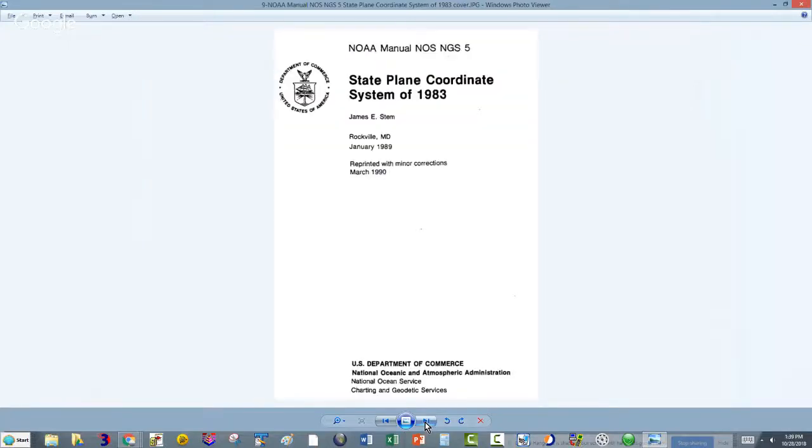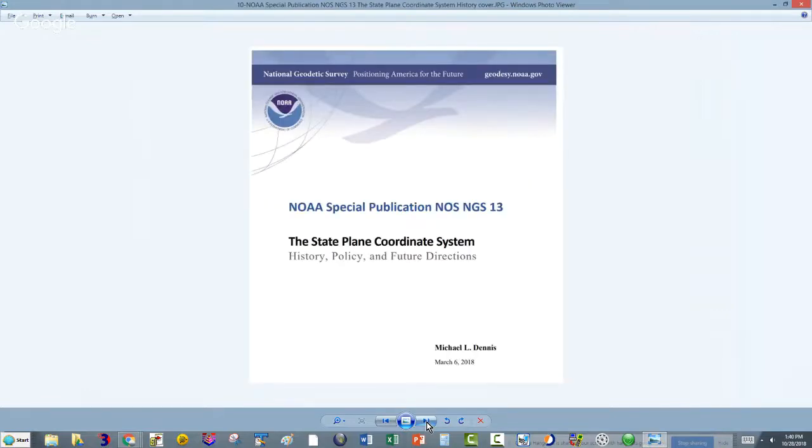So let's see, the next thing I'm going to talk about a little bit here are coordinate systems. And here's the manual on state plane coordinates of 1983. Again, the link is in the list. I've also linked this book, which is a discussion on the history of the state plane coordinate system and the future, because we are coming up on a new datum change slated for 2022, I believe. You can read about that in this book.